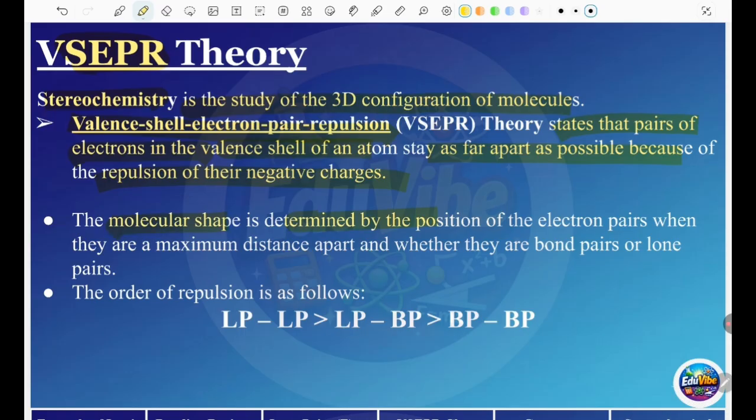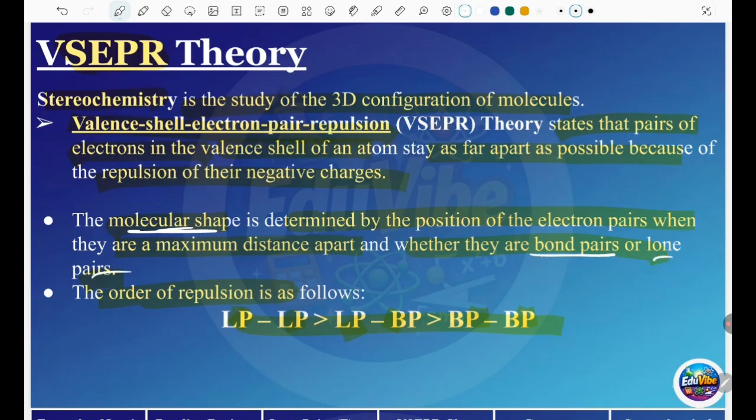The molecular shape is determined by the position of the electron pairs, where they are at maximum distance apart, and whether they are bond pairs or lone pairs. The order of repulsion is: lone pair-lone pair is greater than lone pair-bonding pair, which is greater than bonding pair-bonding pair. You don't have to memorize this right now, but just know that the molecular shape is determined by the bond pairs and the lone pairs.